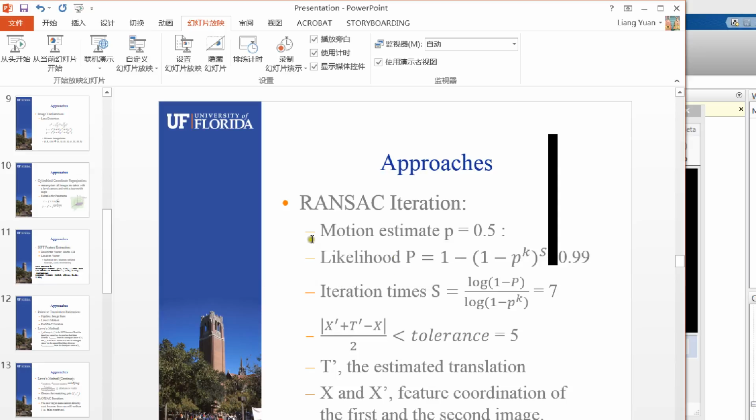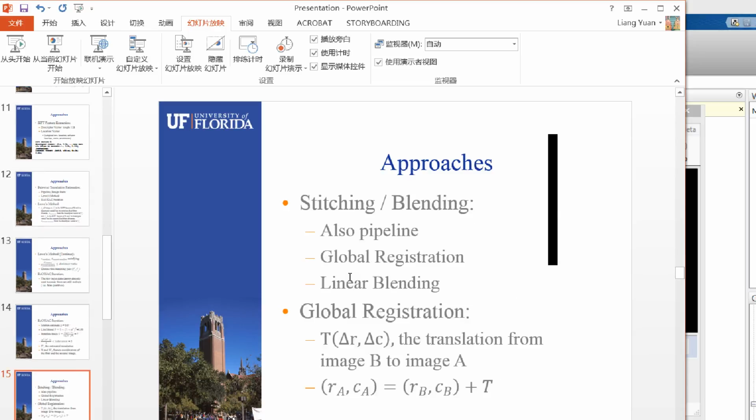And we now look at these equations. We have to make sure that this part is smaller than the tolerance. We here assume the tolerance equals 5, and t apostrophe represents the estimated translation, and x and x apostrophe are the feature coordinates of the first and the second image.